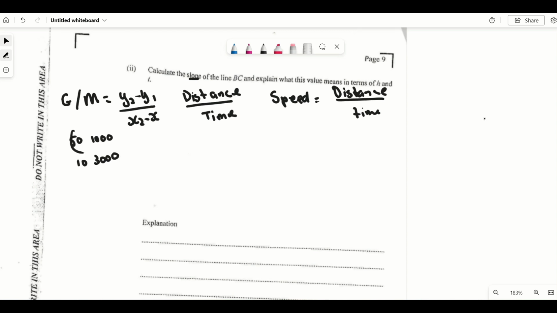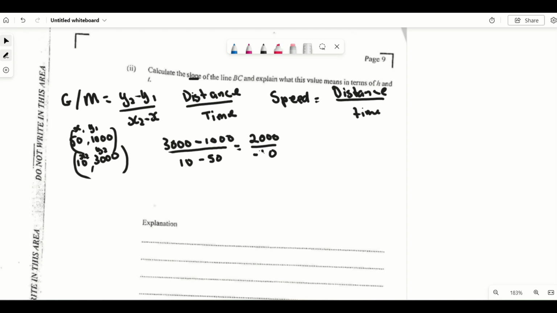So again, guys, let's reiterate. Slope means to find your gradient, okay? So we're going to take two coordinates. We're going to call this one x1, y1, and the second one x2, y2. So we have 3,000 minus 1,000 all over 10 minus 50, which is equal to 2,000 over negative 40, which equals minus 50 meters per second.